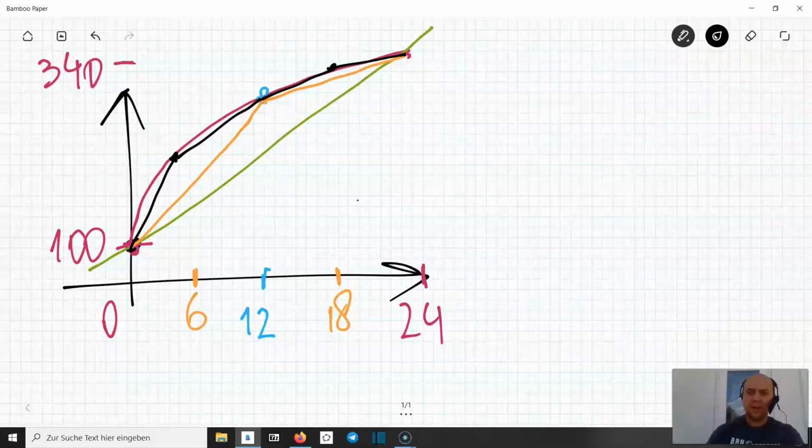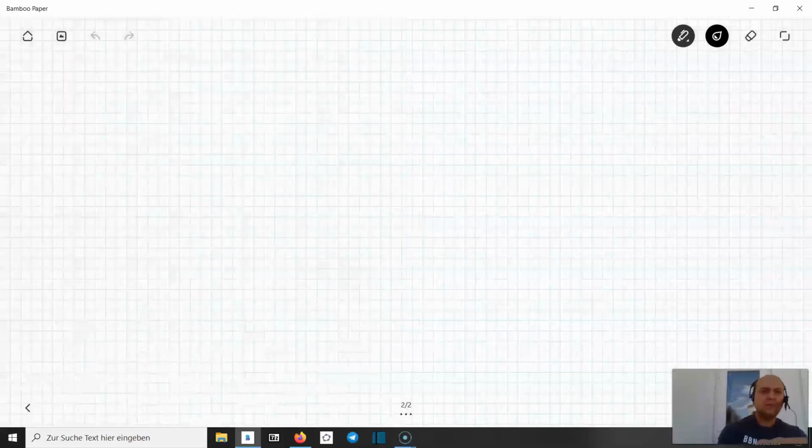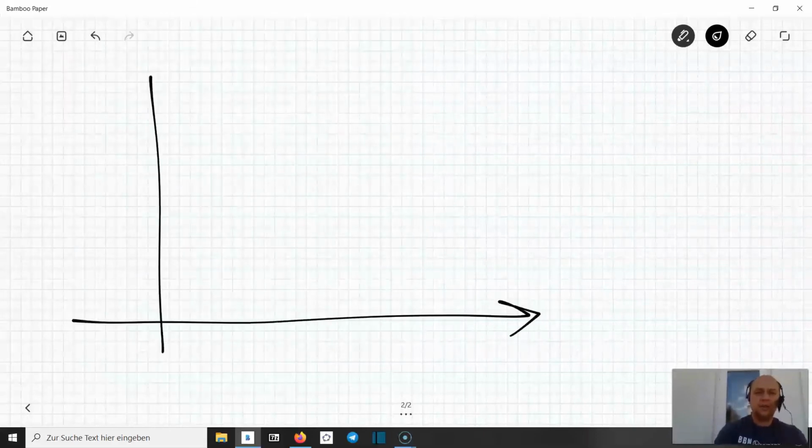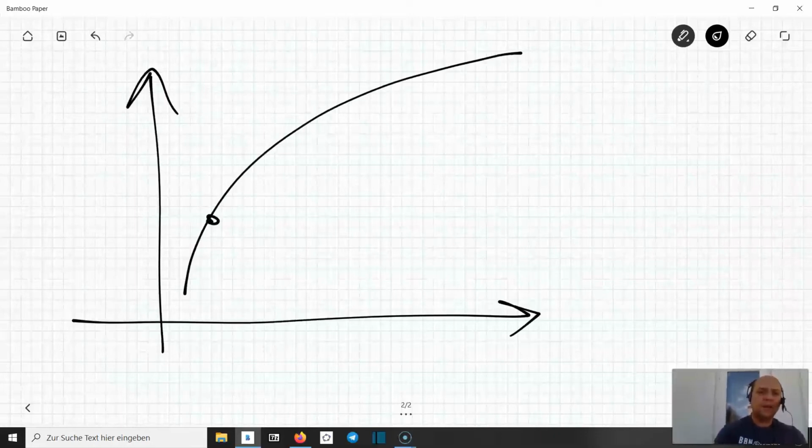Let me write it down mathematically. So the idea is, if you have a curve which looks like this, you have one point x0.